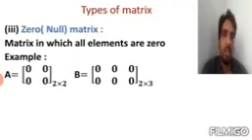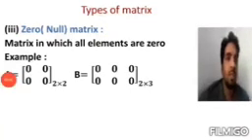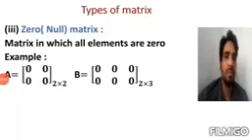Next one, zero matrix: a matrix in which all the elements are 0, with any number of rows and columns. Example, matrix A with 2 rows and 2 columns, but you can see all 4 elements are 0. Same way matrix B has 2 rows and 3 columns, but again all 6 elements are 0. Such matrices are called zero matrices, which we use to solve problems of matrix, that we'll see further.